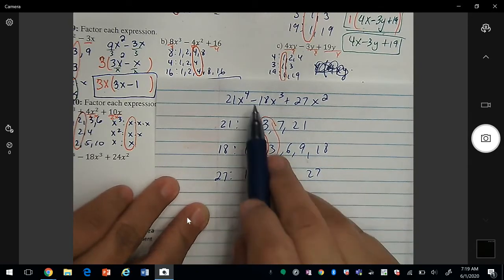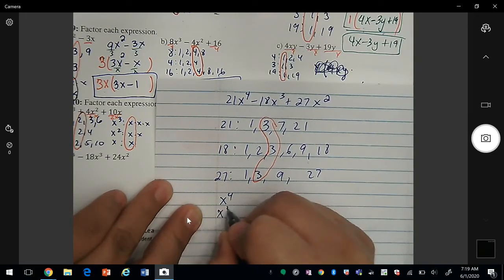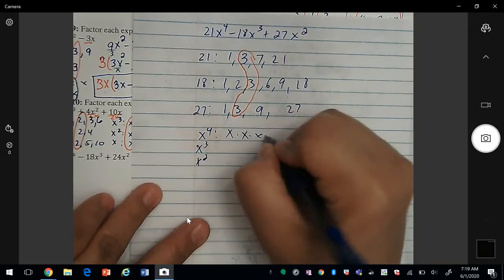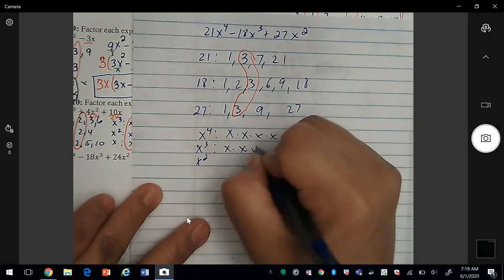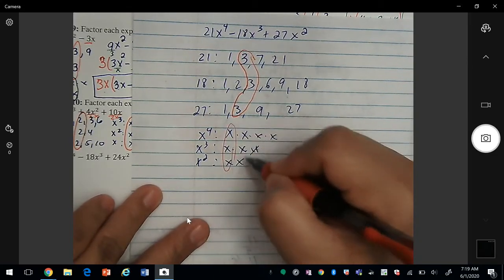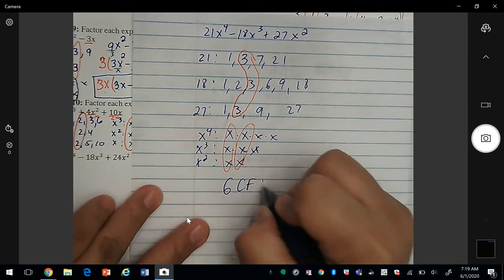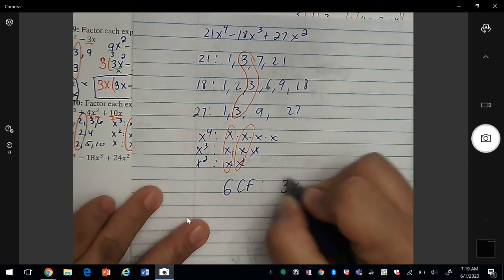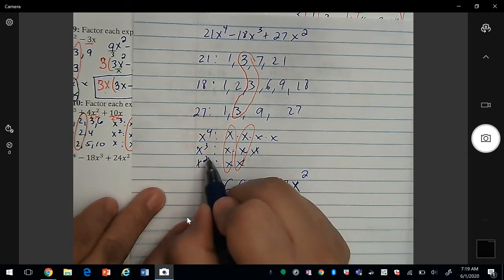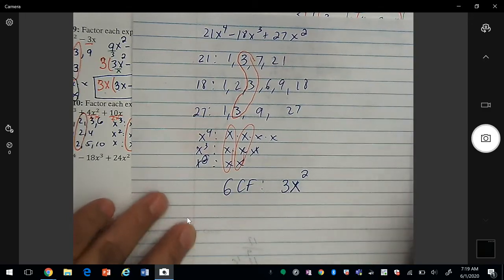Then we need to check the variables. So we have x to the 4th, x cubed, and x squared. So this gives me 4 x's, 3 x's, and 2 x's. So notice that I can circle 2 x's that they have in common. So my greatest common factor is going to be the 3 and x times x, which is x squared. So for the variables, the smallest exponent is the one that you're going to be using as part of your greatest common factor.